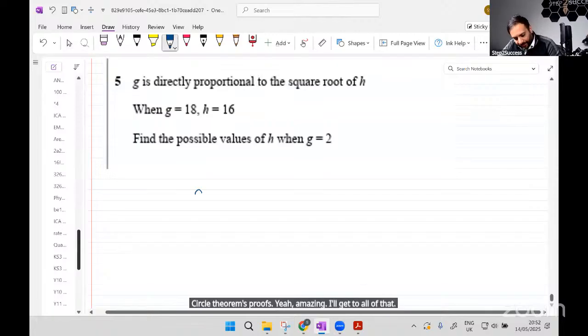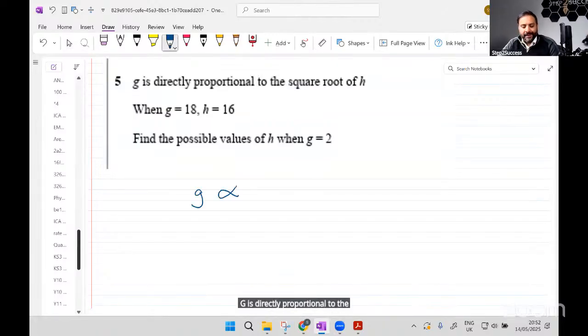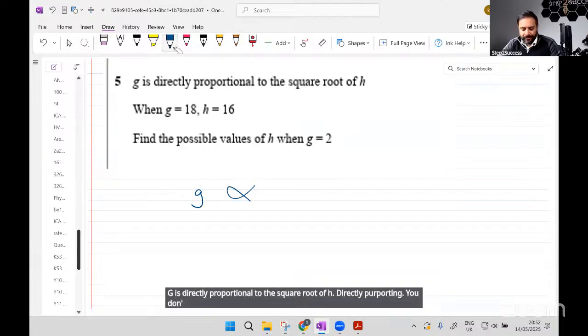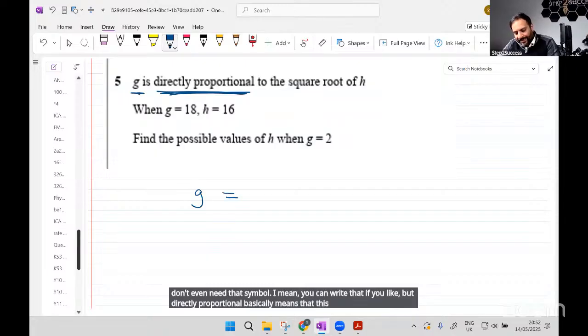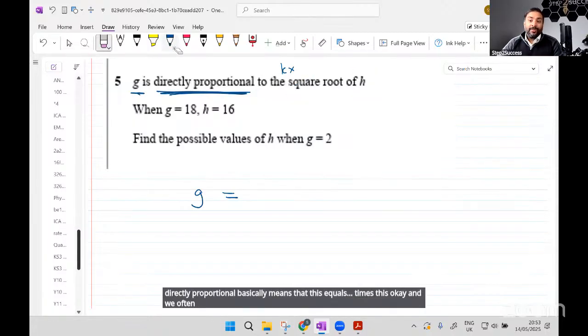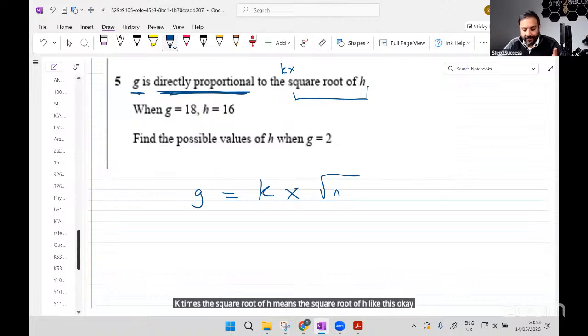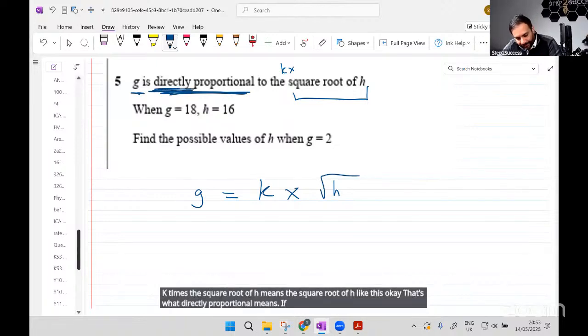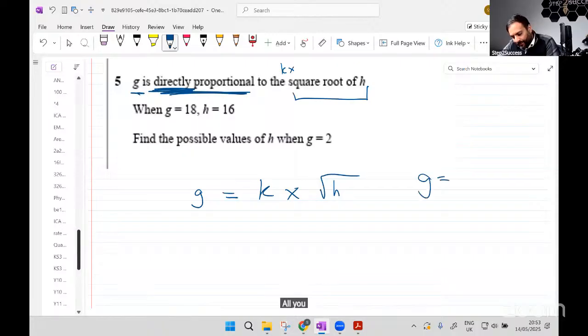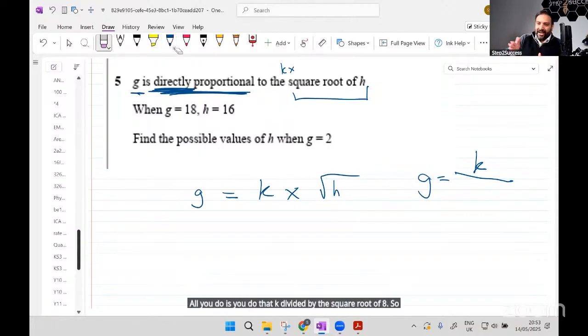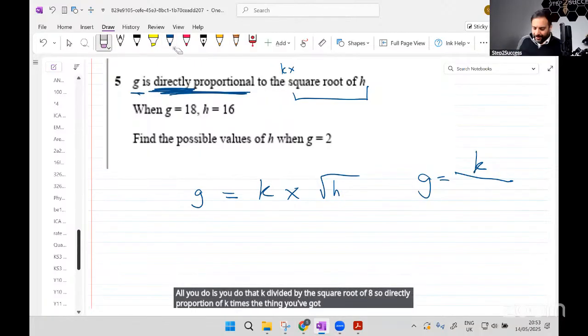G is directly proportional to the square root of H. Directly proportional, you don't even need that symbol. I mean, you can write that if you like, but directly proportional basically means that this equals something times this. We often use the letter K, but you can use whatever letter you like. K times the square root of H. That's what directly proportional means. If it had said inversely proportional, you do K divided by the square root of H. So directly proportional means K times the thing you've got. Inversely proportional means K divided by the thing you've got.